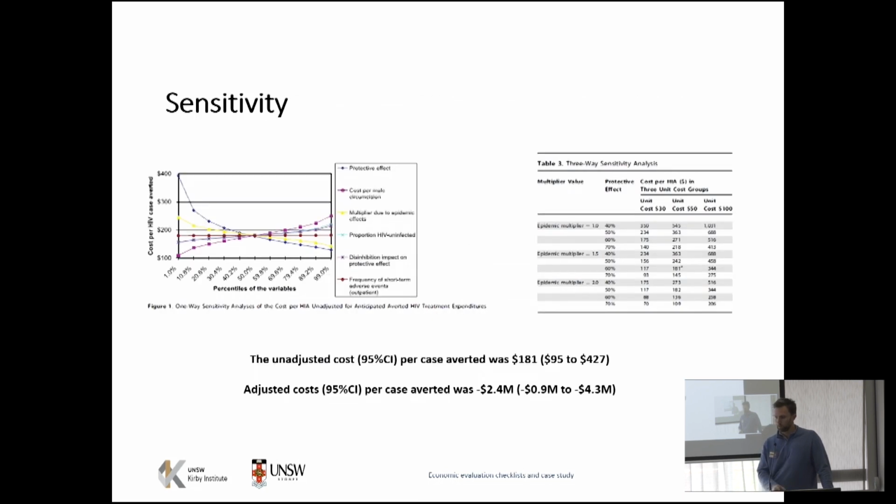Right. So they also conducted exhaustive sensitivity analyses. This figure on the left, the different lines are looking at different parameters. The 50% is the base case, so that's why the cost per HIV infection averted there is 181. So that's your base case I'm talking about.